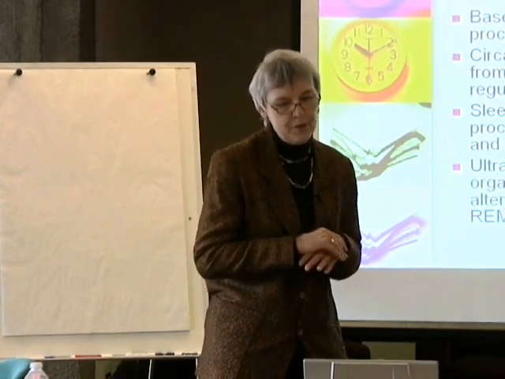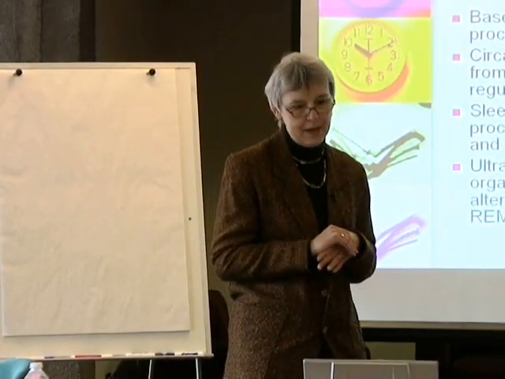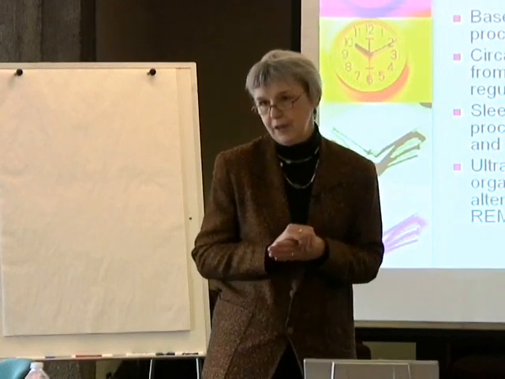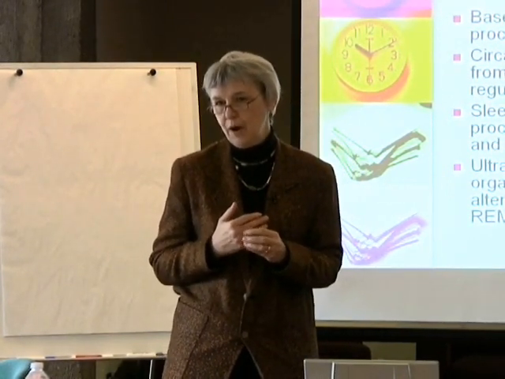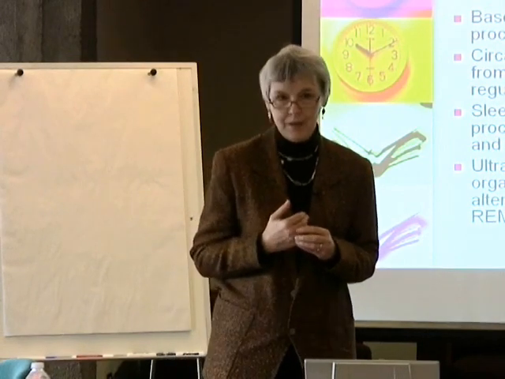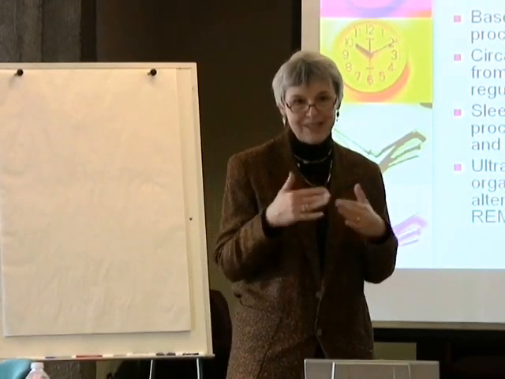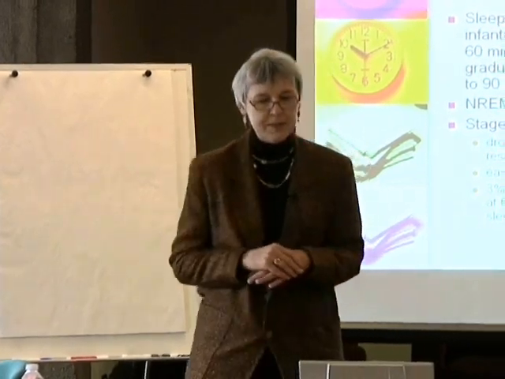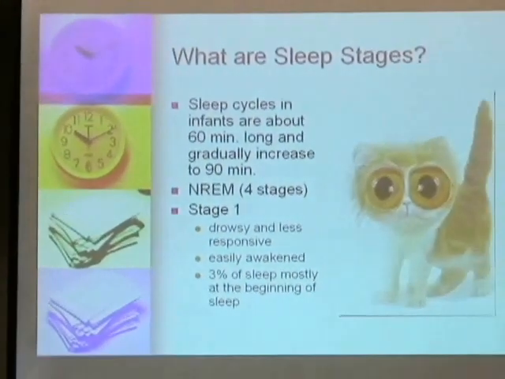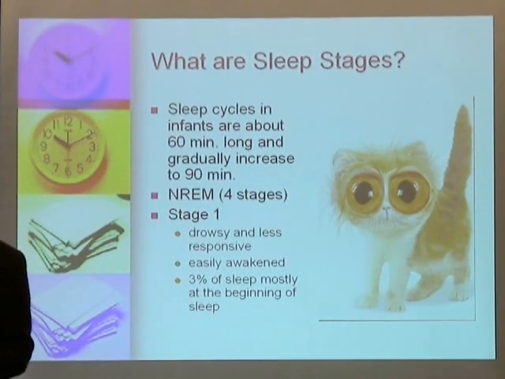And the ultradian rhythm refers to organization of sleep cycles into alternating periods of non-REM and REM sleep. And I'll just remind you that non-REM is non-rapid eye movement sleep and REM is rapid eye movement sleep. And we're going to dig down a little more into that. So the sleep stages: infant sleep cycles last about 60 minutes. Our sleep cycles last about 90 minutes. So as children age, they start to move into the adult sleep cycle length.